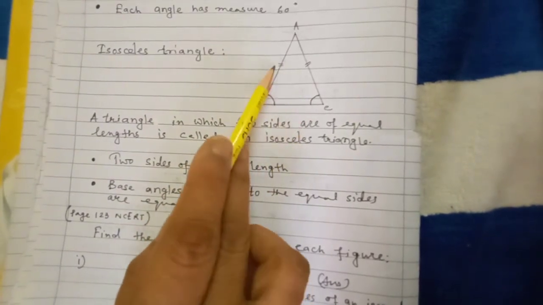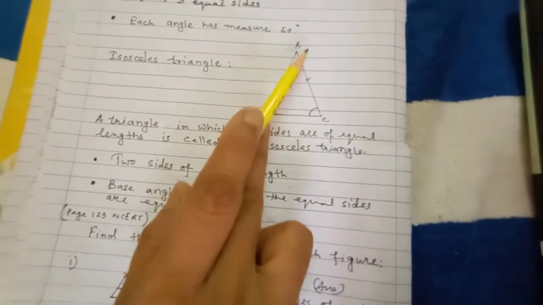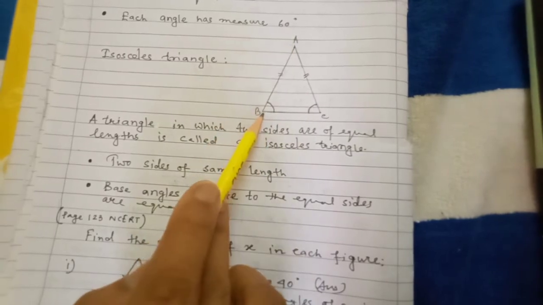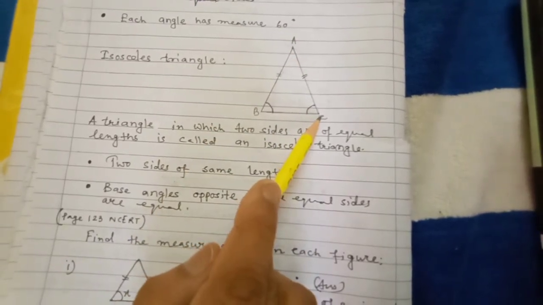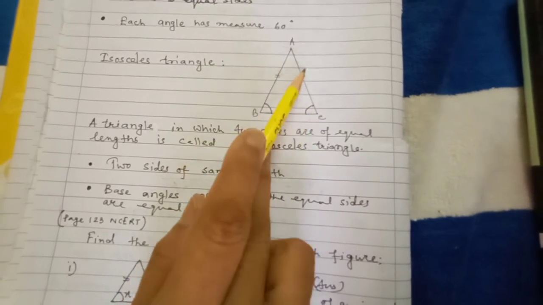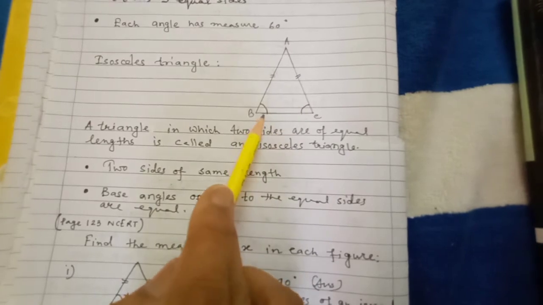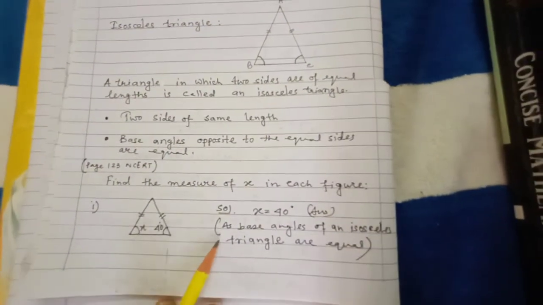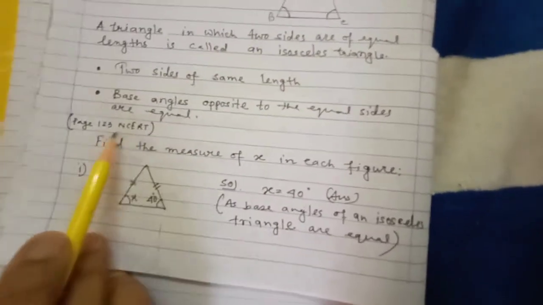Base angles opposite to the equal sides, that means this is an equal side, AB is equal to AC. The angle C is opposite to AB and angle B is opposite to AC. So opposite angles of the equal sides are equal. That means you can say that base angles are equal. Now we will do a few sums from page 123, your NCERT math book.